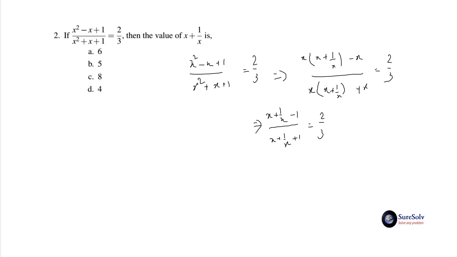You can cross multiply, getting 2 into x plus 1 by x plus 2 on the RHS, and on the LHS you will get 3 into x plus 1 by x minus 3. So x plus 1 by x becomes equal to 5. This is by cross multiplication. Or you can apply Componendo dividendo on this expression to get the same result of x plus 1 by x equal to 5.